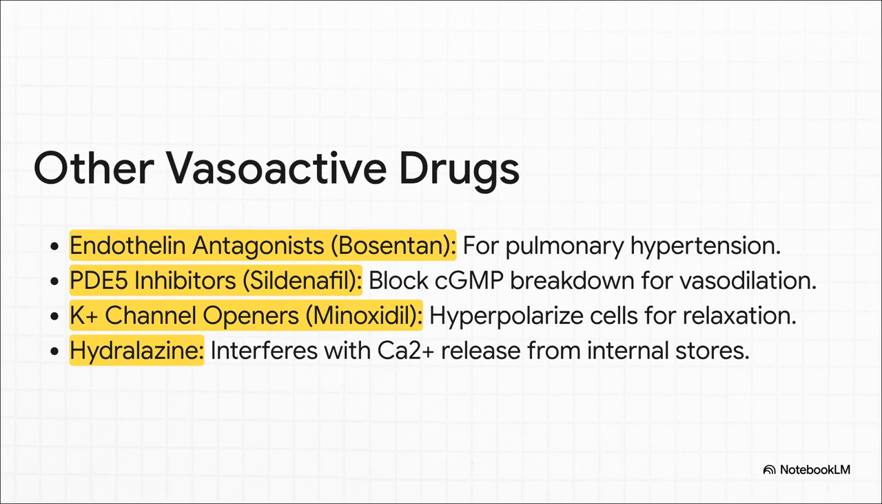Potassium channel openers, like minoxidil, cause hyperpolarization of the smooth muscle cell membrane, which then closes calcium channels and causes profound relaxation. And finally, there's an older drug, hydralazine, which we think works by messing with how calcium is released from the cell's internal stores.